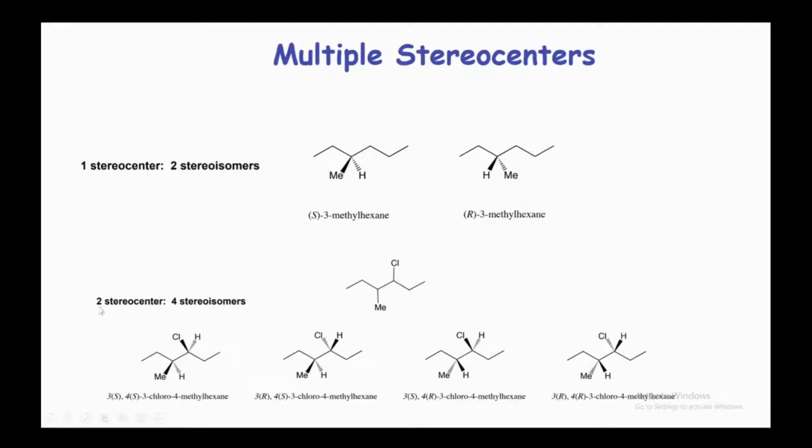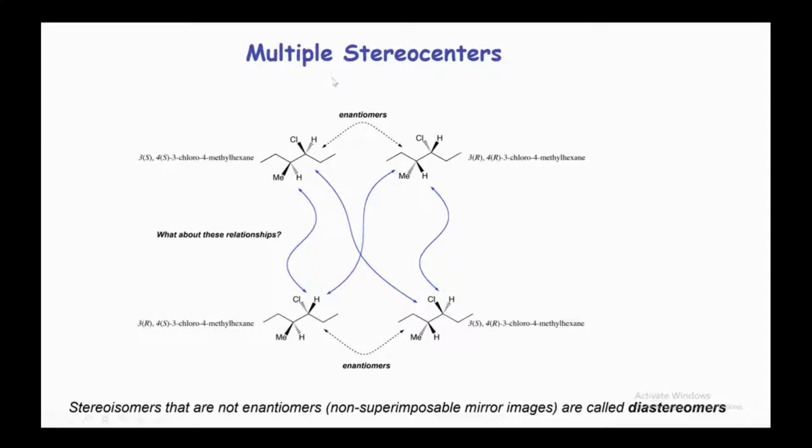If we have 2 stereocenters, then we could have 4 stereoisomers. So one is this one, S and S. Second is RS, then SR, then RR. So 4 stereoisomers are possible when we have 2 stereocenters present in the compound. Okay, when we have multiple stereocenters, then they could be enantiomers or diastereomers. Then we have to identify the relationship between compounds.